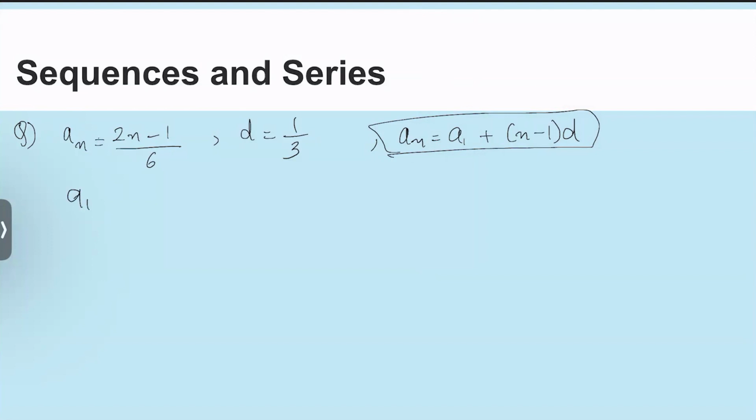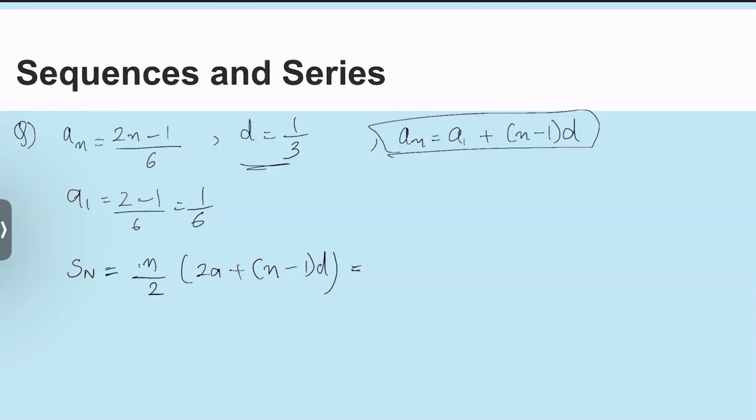So our a1 was 2 minus 1 by 6, which is 1 by 6. Okay, so we have our 1 by 6. Now we don't want to find all the terms again, we just want to see the sum of the series. The formula for the sum of the series for any arithmetic sequence is Sn = n/2 (2a + (n minus 1)d).